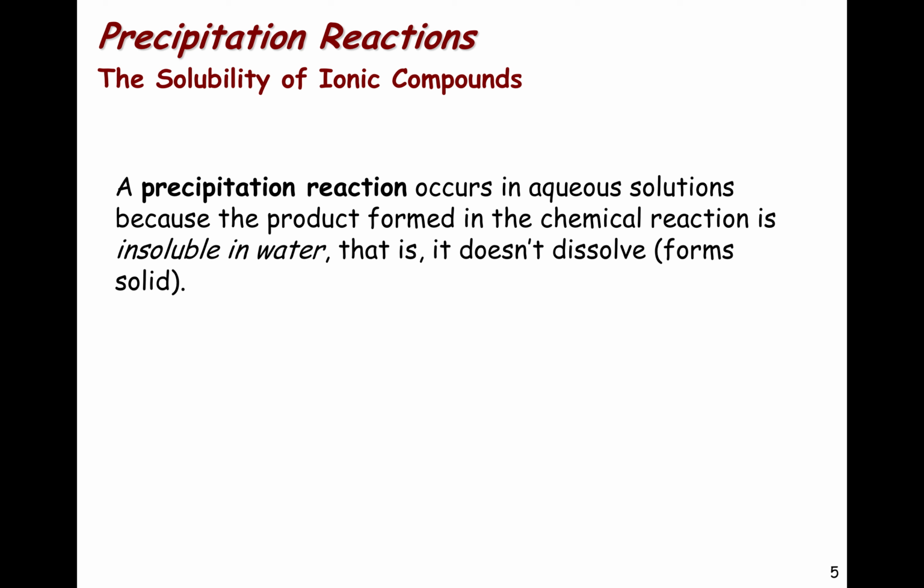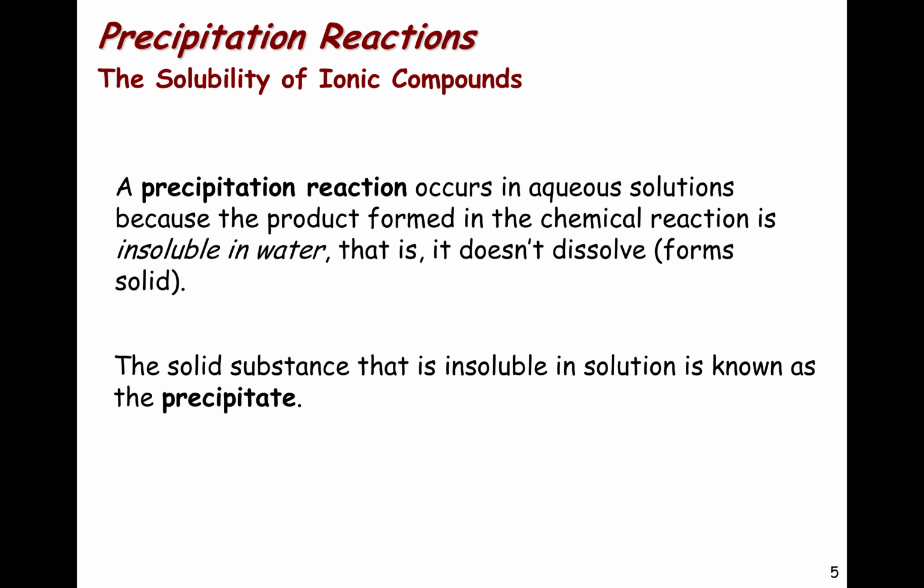Any kind of reaction that is going to produce an insoluble species in aqueous solution is referred to as a precipitation reaction, and so we can use our solubility rules to predict which of the possible combinations of ions will produce an insoluble species and therefore result in a precipitation reaction. The actual solid that is formed is referred to as the precipitate.